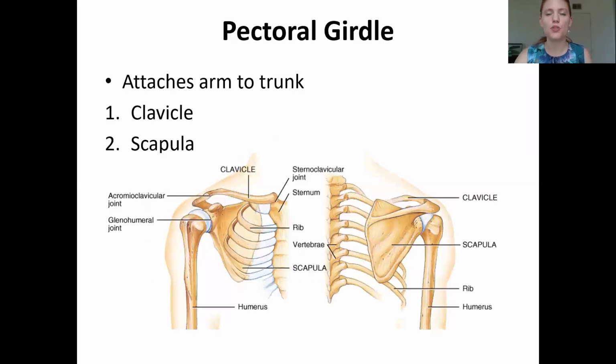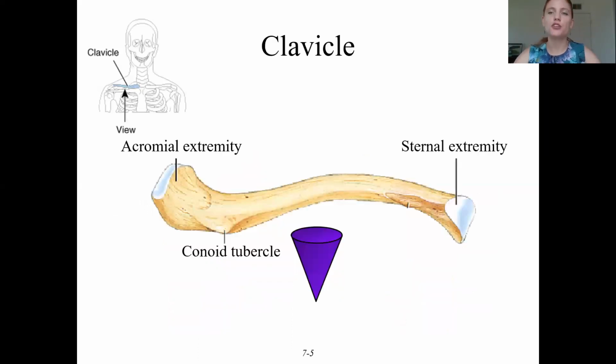Okay, so let's start with the pectoral girdle, which again has two bones. We have the clavicle, and we have the scapula. Starting with the clavicle first. For the clavicle, there are two ends, and remember, for anatomy, the most important thing to focus on is shapes. That's what we're really looking at, describing shapes and then naming those shapes. Those are bone features.